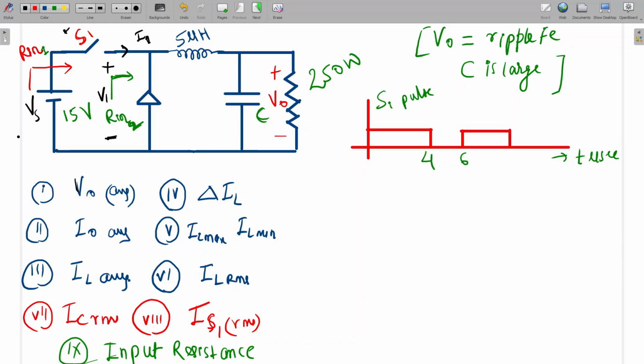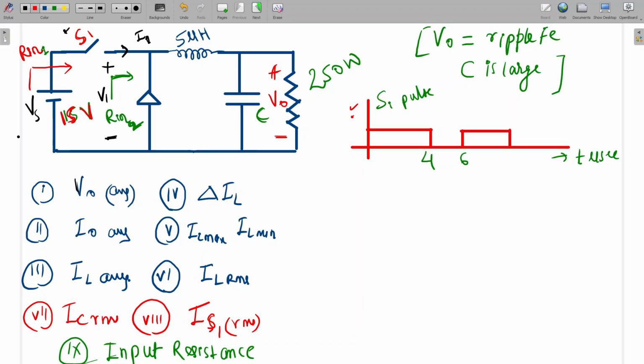See, this is the gate pulse to switch S1. This is a buck converter. So S1 we are turning on for 4 microsecond. After that it will turn off till 6 microsecond. So the total time period is 6 microsecond and the on time is 4 microsecond. So what will be the average voltage here? Input voltage is given as 15 volt. So in a buck converter, which formula will we use? What will be the output voltage formula?